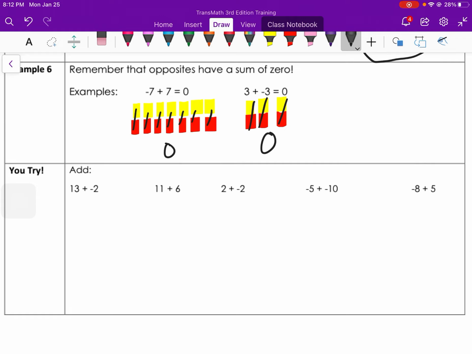You try. Draw out, use yellow for positive numbers and use red for negative numbers. And draw out the visual if you need it, but give it a shot here.